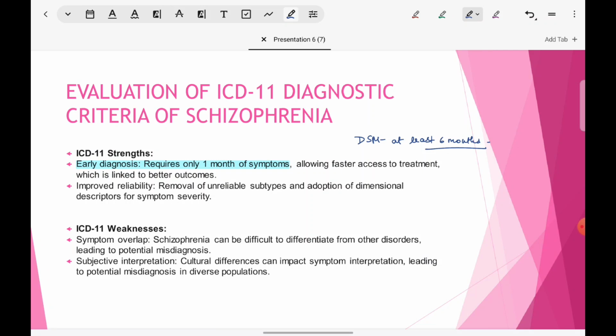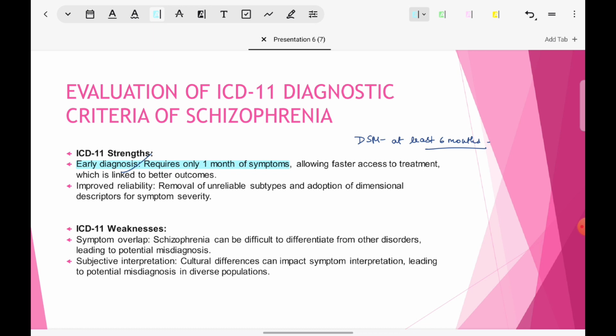Because unless the person has a diagnosis, we cannot begin with the treatment. And the more that we delay treatment, the worse the person's condition becomes, which means that their chances of recovering from the disorder really fall. So in the case of ICD, because we give diagnosis quickly, treatment commences quickly, and the individual is likely to recover faster and better.